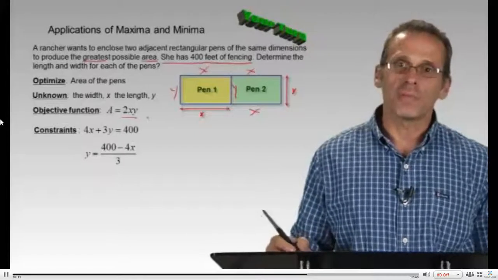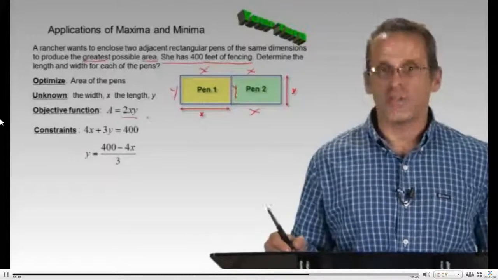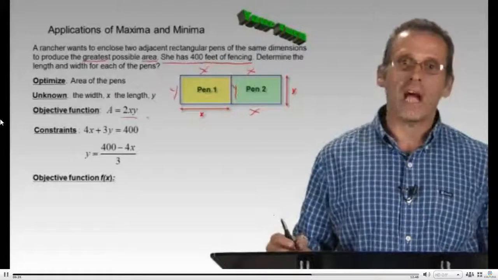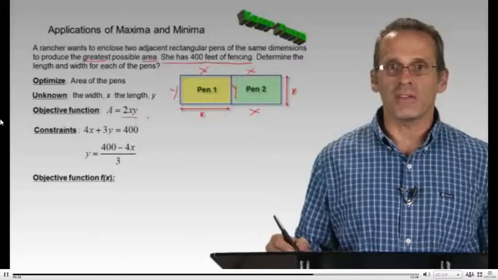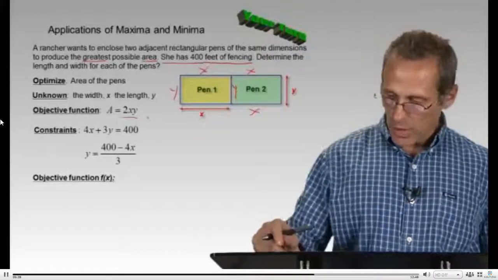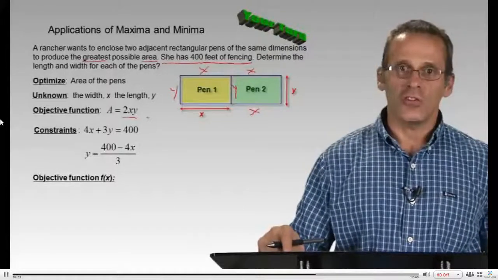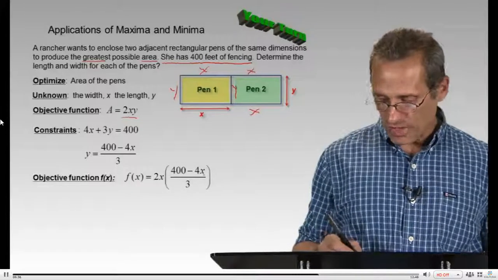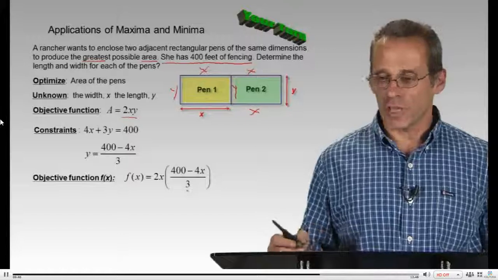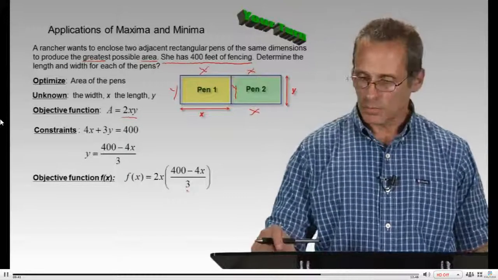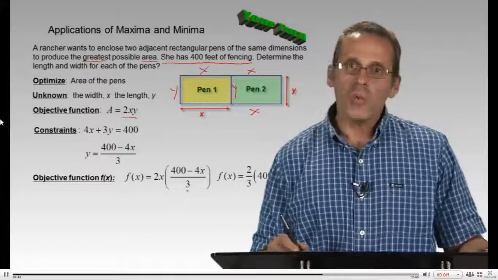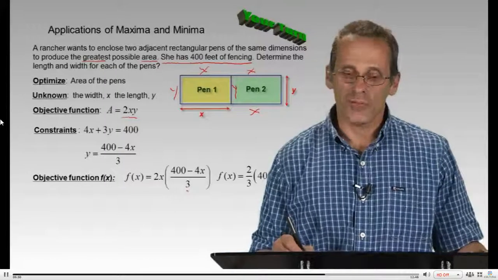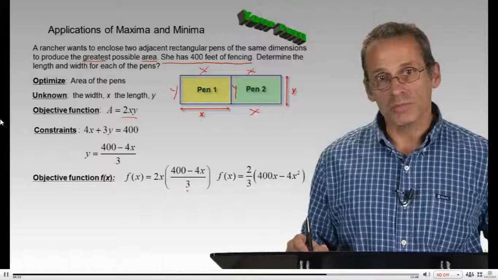Arbitrarily, we solve for y. y equals (400 minus 4x) divided by 3, which leads us to writing our objective function in terms of one independent variable, x. Area in terms of x is 2x times, well, y, which is rewritten as (400 minus 4x) divided by 3. If we wanted to find the solution with the first derivative test, we would differentiate in our next step.